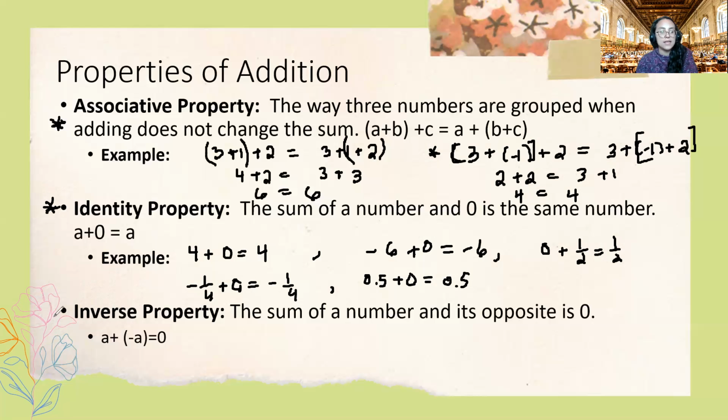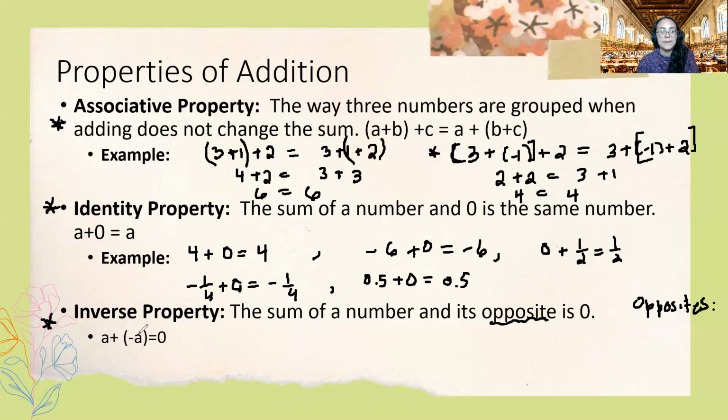And then our last property is the inverse property. It tells us that the sum of a number and its opposite is 0. So this would be a good time for you to review when we discussed opposites. They are basically two numbers that have different signs and they are on different sides of 0.